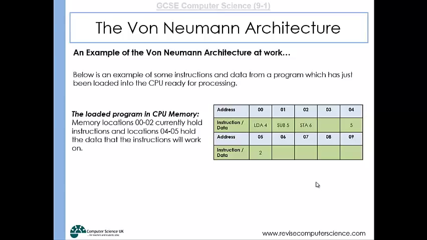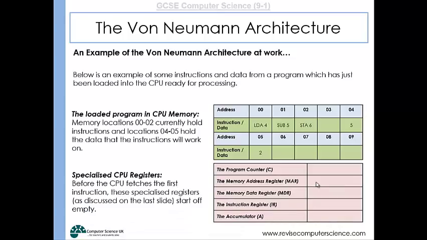And then finally, address 2 has got the instruction store the value from the accumulator into address 6. So whatever has just been stored as an output into the accumulator from that calculation, which would be the number 3, because 5 take away 2 is 3, would then be put into address 6, so stored back into RAM.